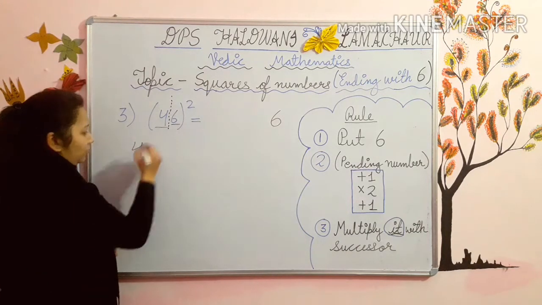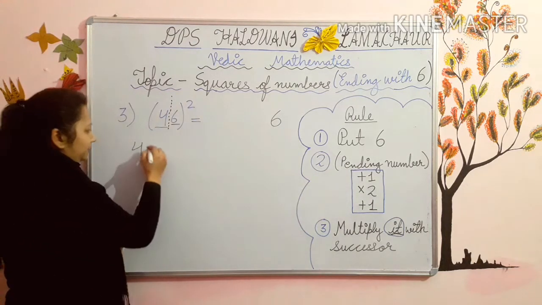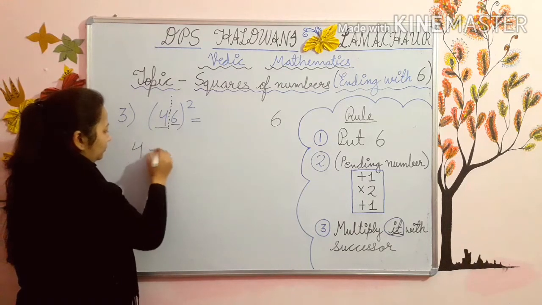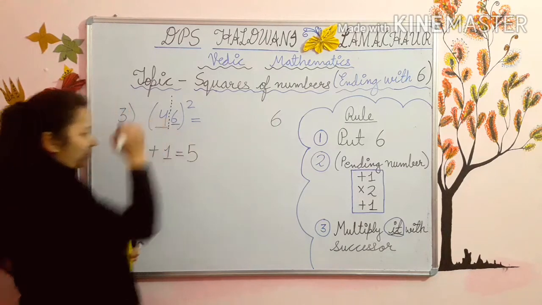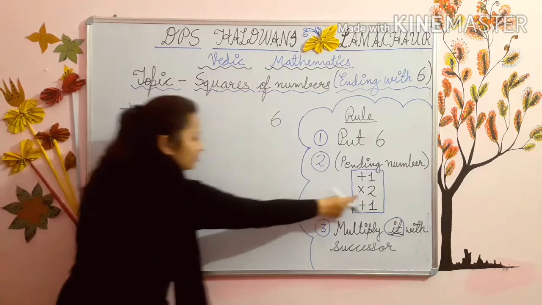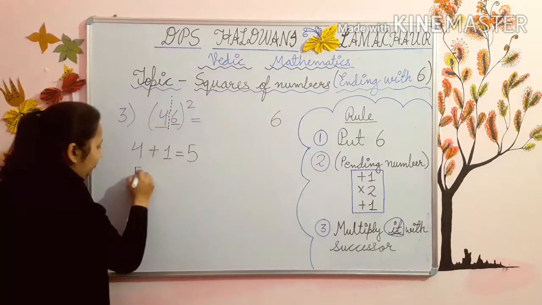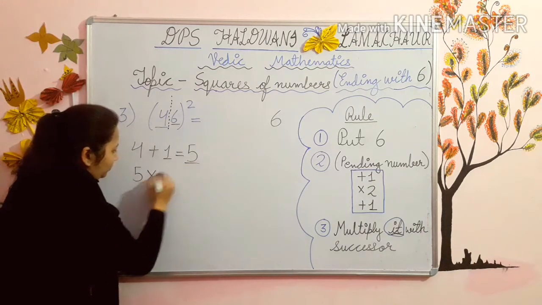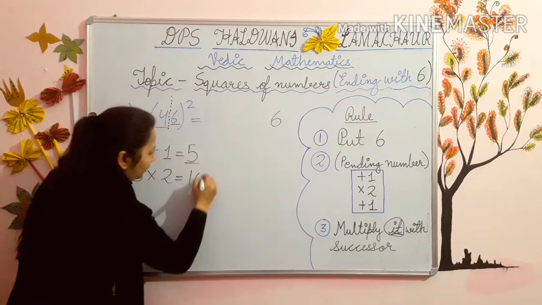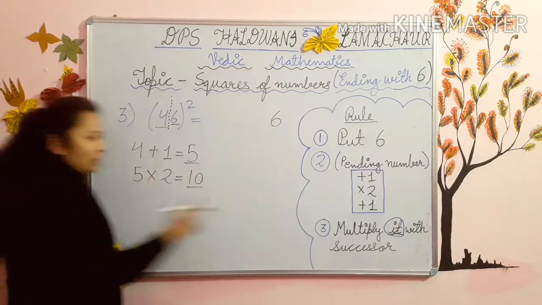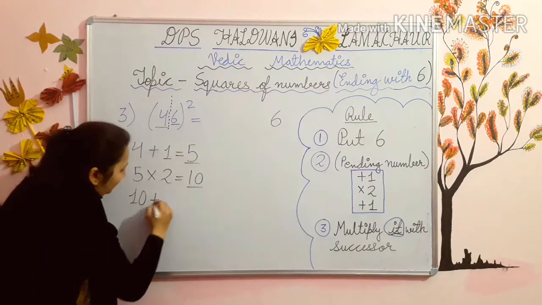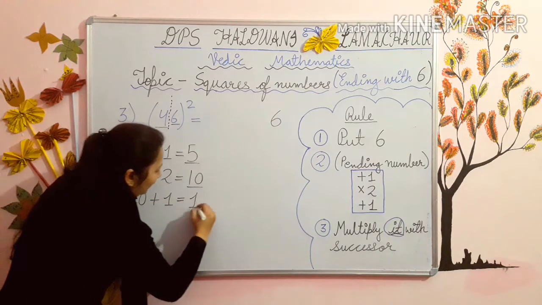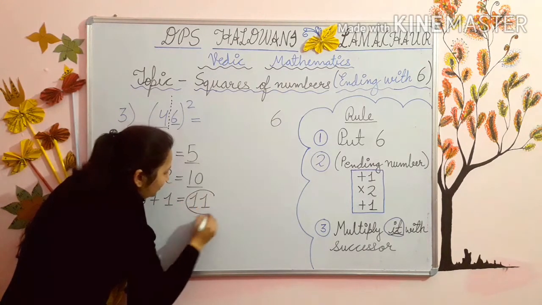Now, first of all, with 4 you have to add 1. Now, 4 plus 1, 5. Now the next you have to multiply it with 2. 5 2s are 10. Now the next you have to add 1 again. So 10 plus 1, it's 11. Now 11 is your last.